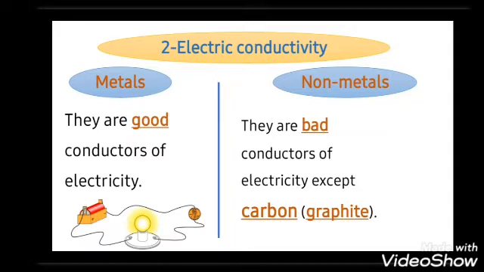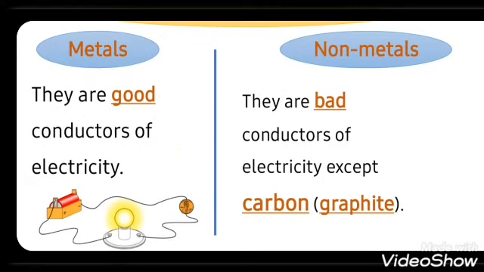So when I make an electric circuit here, battery, electric wires, and lamp, when I put a coin, this coin is made of element which is the copper. So the lamp light, the lamp turn on, okay? But when I put a piece of sulfur, it will not light. Why? Because metals are good conductors of electricity, connect to electricity, but non-metals bad conductors of electricity.